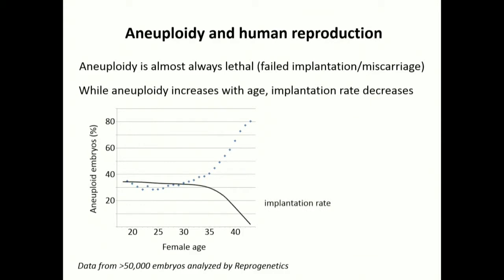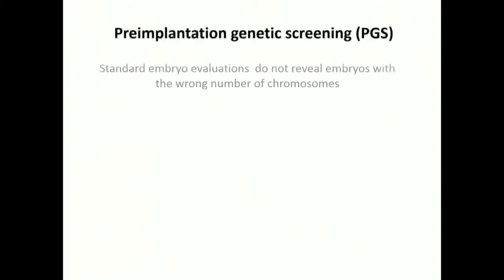And of course, when, as a scientist, you see a graph like this, where the two lines look almost a mirror image of each other, the most likely explanation is that what you're seeing is cause and effect. So in other words, the increasing aneuploidy rate with age is responsible for the decline in IVF success rates with advancing age.